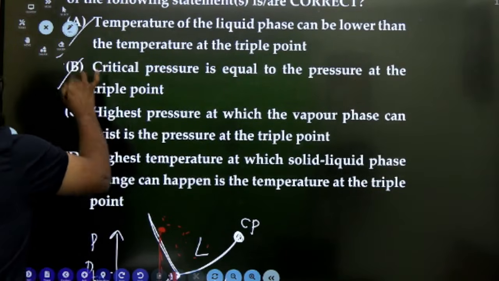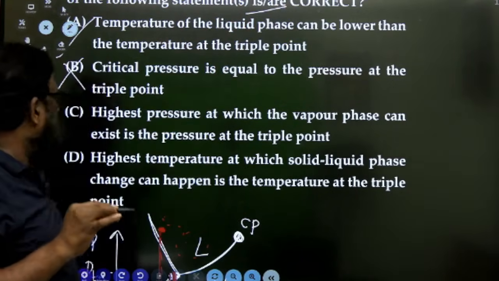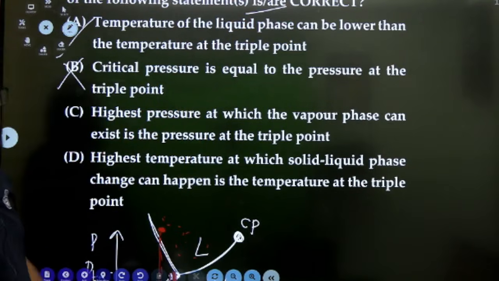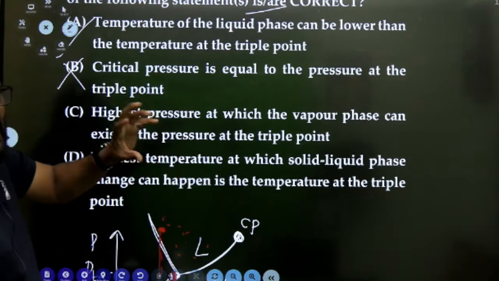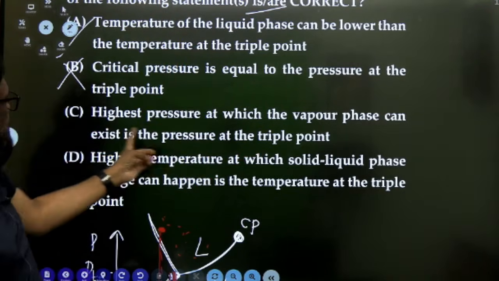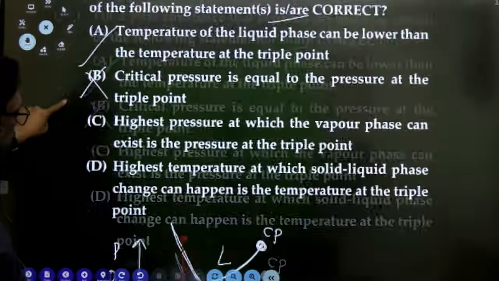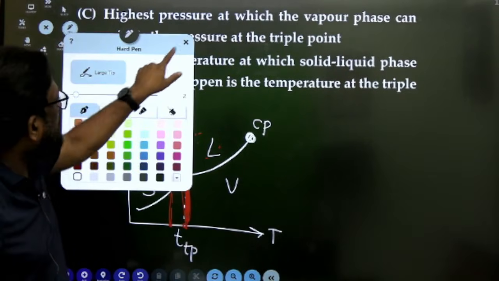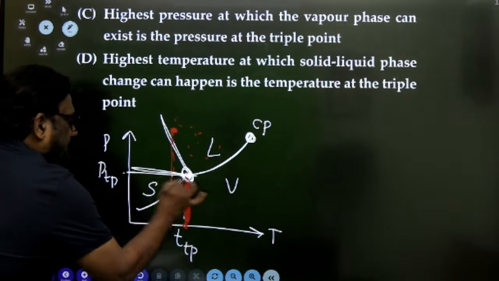It is MSQ sir. देखो क्यों MSQ, आपको कैसे पता? Is R बोला है. Okay, fine. अच्छा क्वेश्चन है. The highest pressure at which vapor can exist is the pressure at the triple point. ध्यान से सुनो. The highest pressure at which vapor can exist is the pressure at the triple point. एक बार देखो. This is the triple point pressure.